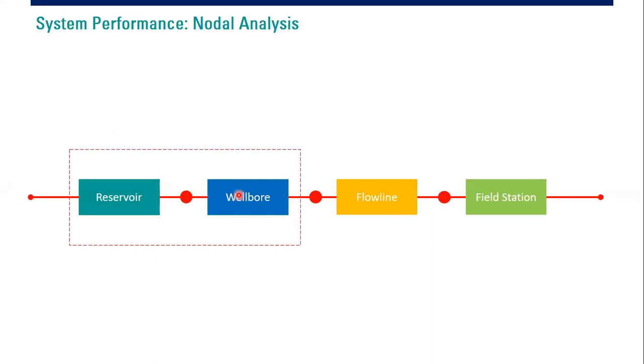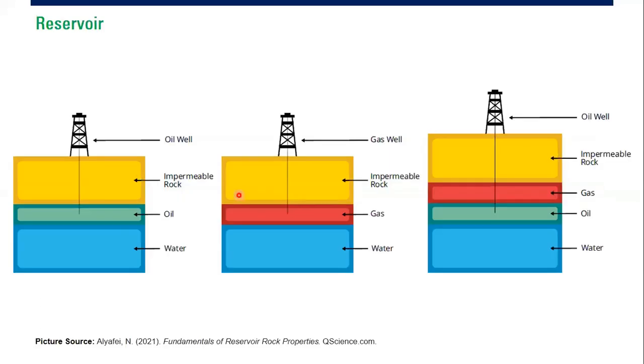Before we go deeper into this nodal analysis theme, we start talking about the reservoir, the first element of our system. This is the schematic of a reservoir. I'm sure you already understand the reservoir. We have typical schematics of reservoirs. For example, an oil reservoir has impermeable rock, the cap rock, then the oil reservoir and the water layer or aquifer. We call it an oil reservoir.